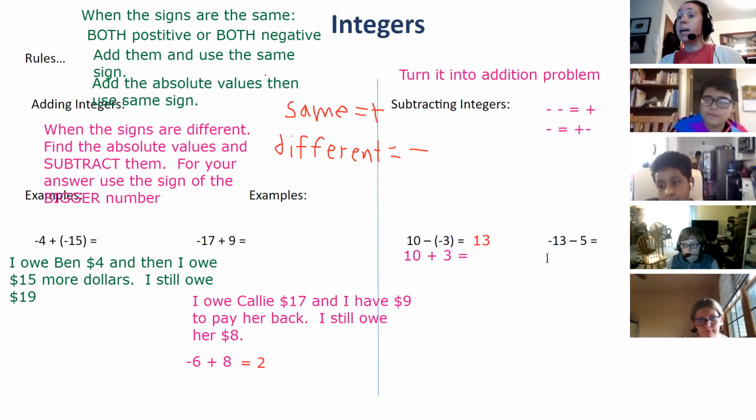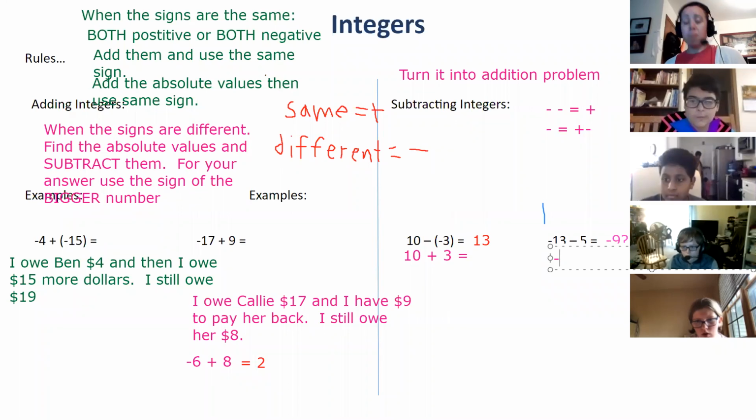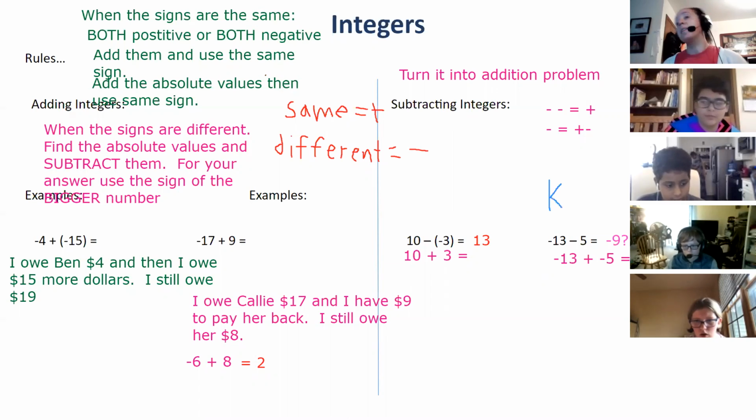So the first one would stay the same, and we'll see if it's negative 9. I'm not sure. We got to see. That's why it helps to turn it into an addition problem, because it really helps you see that answer. So we're going to change that subtraction sign to a plus, and then that 5 right next to it turns negative. So negative 13 minus 5 is the same as negative 13 plus negative 5. So that would be negative 18.